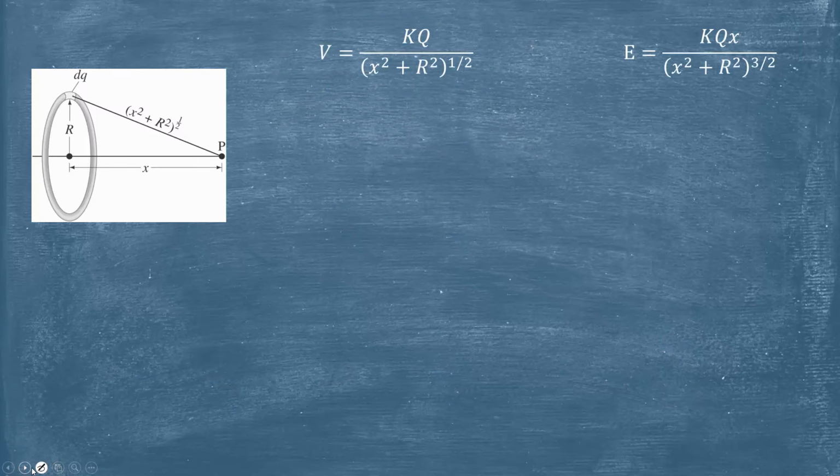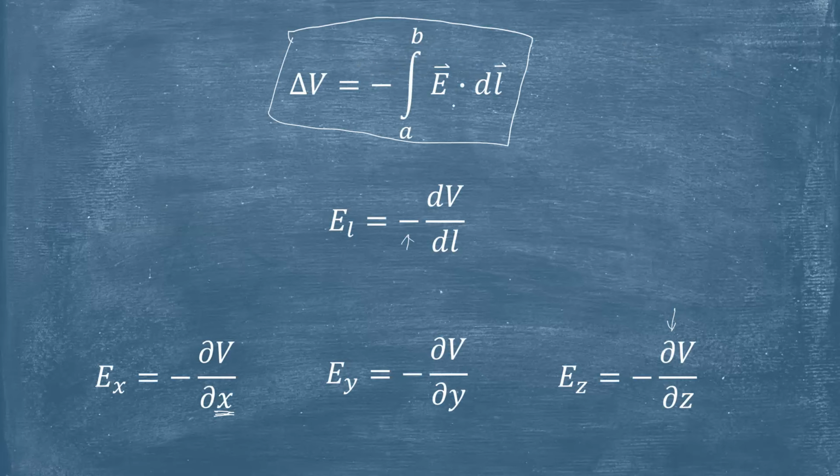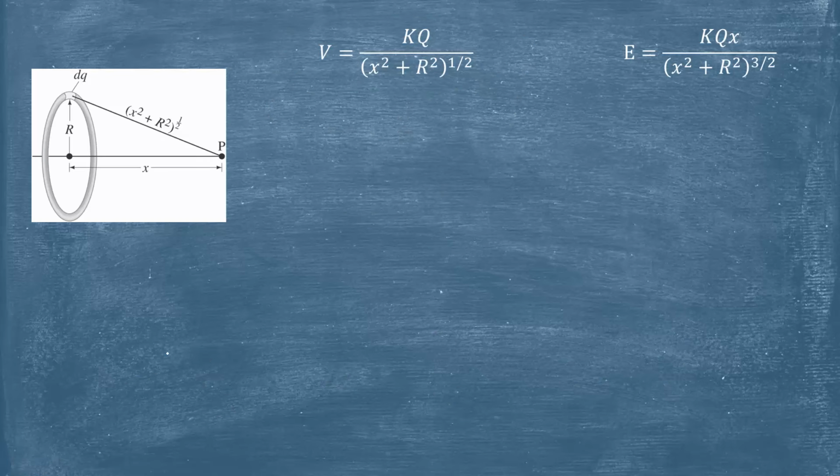Alright, let's look at a couple of examples of doing that. So here is the potential due to a ring of charge, which we derived in the last video. Came straight from this equation here. It wasn't too difficult to derive.